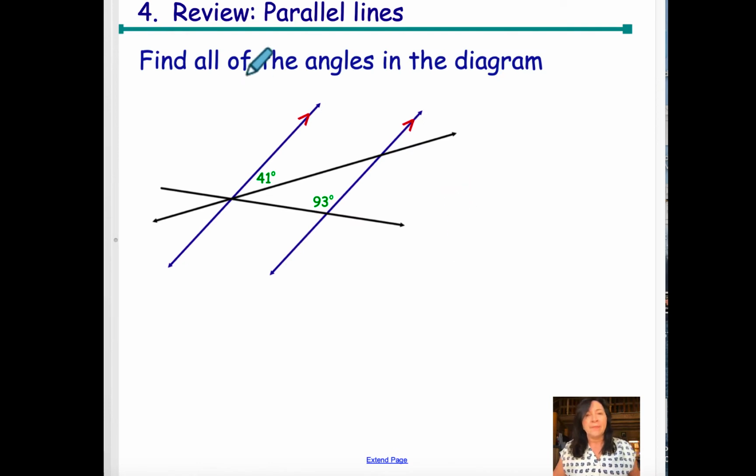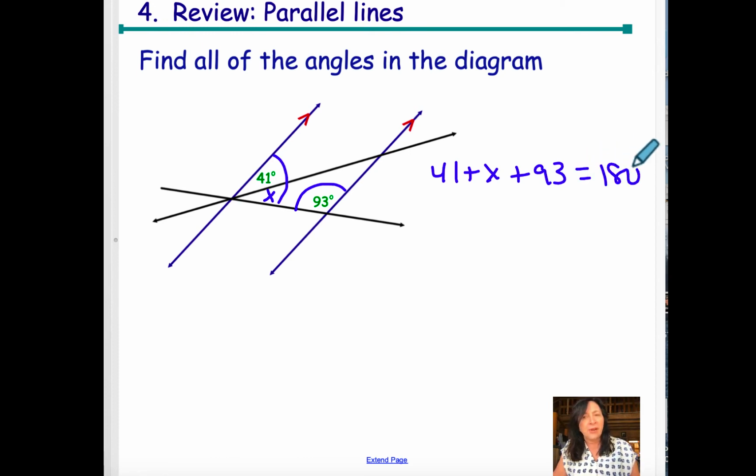Okay. All right. Parallel lines: find all the angles in the given diagram. So you have 2 parallel lines. Your job is to go all the way around. I'm going to start off. If I have parallel lines, I know that these angles here inside, right here and here, are supplementary, because they're same side interior angles. So what that means is I'm just going to call this x for right now, and say 41 plus x plus 93 we know is going to equal 180 degrees.